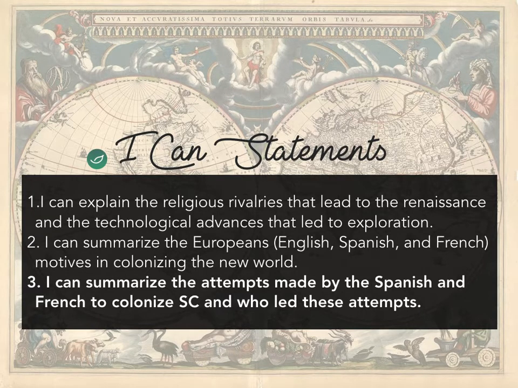Your I can statements, which you need to get down in your notebook, are number one, I can explain the religious rivalries that led to the Renaissance and the technological advances that led to exploration. Number two, I can summarize the European, which means English, Spanish, and French motives in colonizing the New World. Number three, I can summarize the attempts made by the Spanish and French to colonize South Carolina and who led these attempts. So again, you can hit pause at any time during this video. Make sure you get this down in your notes because you are definitely going to need to know it.